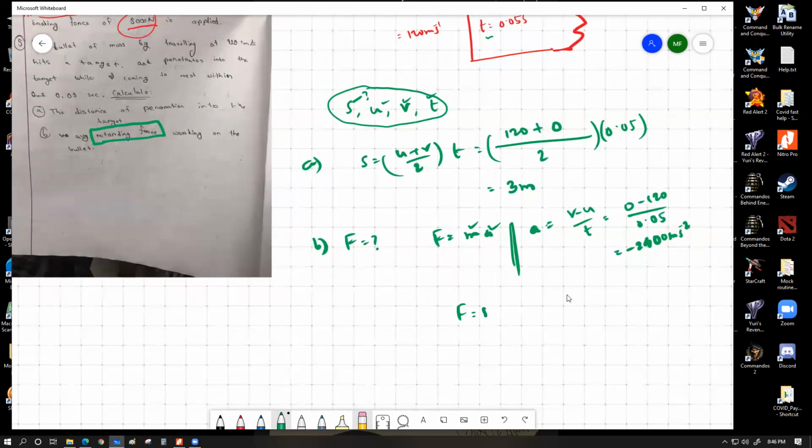So F equals ma, which gives us 6 into 10 to the power minus 3 multiplied by 2400. See how much this comes to. I'm getting 14.4 Newton.